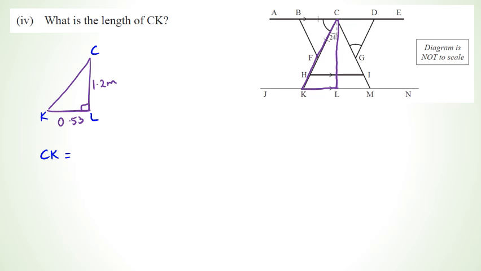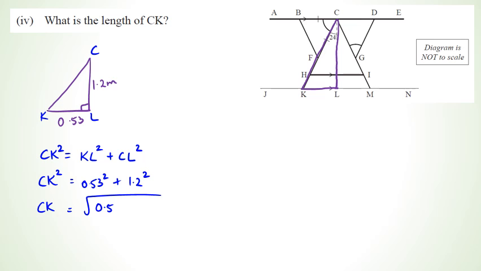Okay, I'll do this the other way. You can say that hypotenuse squared equals one side squared plus the other side squared. So you're going to get CK squared equals KL squared, which is 0.53 squared, plus 1.2 squared. So CK is equal to the square root of 0.53 squared plus 1.2 squared. And what you should get for CK is 1.31 meters. Okay, and this is another achieved question.